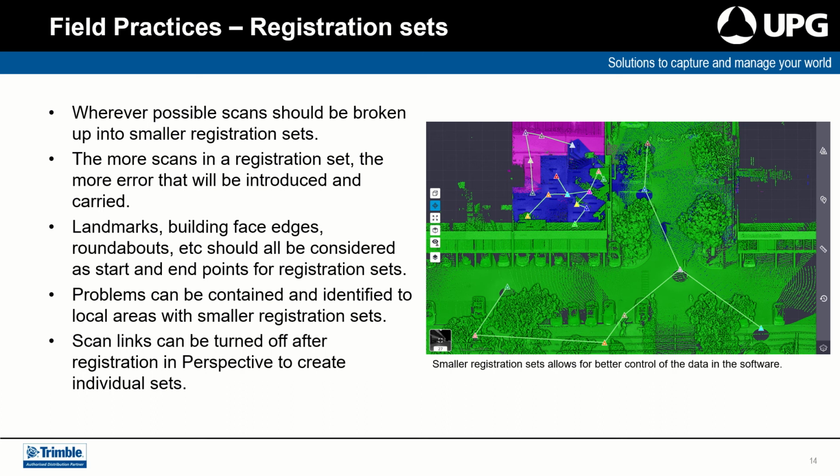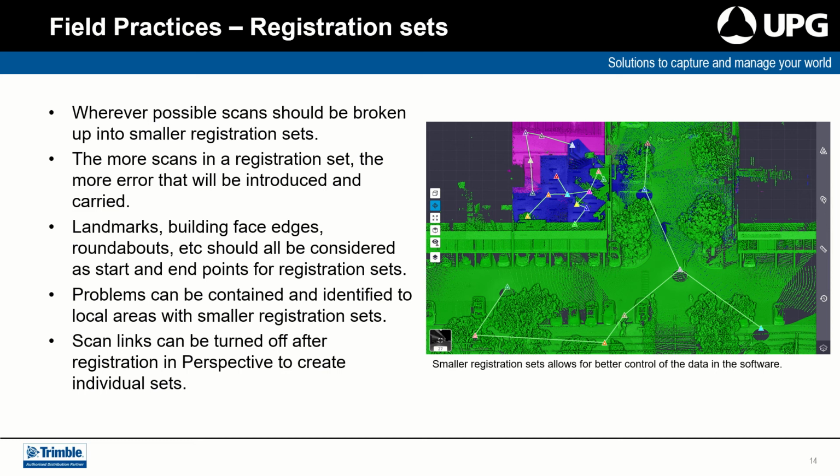Wherever possible, scans should be broken up into smaller registration sets. The reason for this is if you have a single long registration set, the error will accumulate through all of the scans. So the longer the registration set, the further the error is being carried and accumulated. If you break it up into smaller registration sets, you can also look at specific areas and identify where more error may be accumulating and only look at a specific area rather than having to check through the entire registration. The more scans in a registration set, the more error that will be introduced and carried throughout the project.